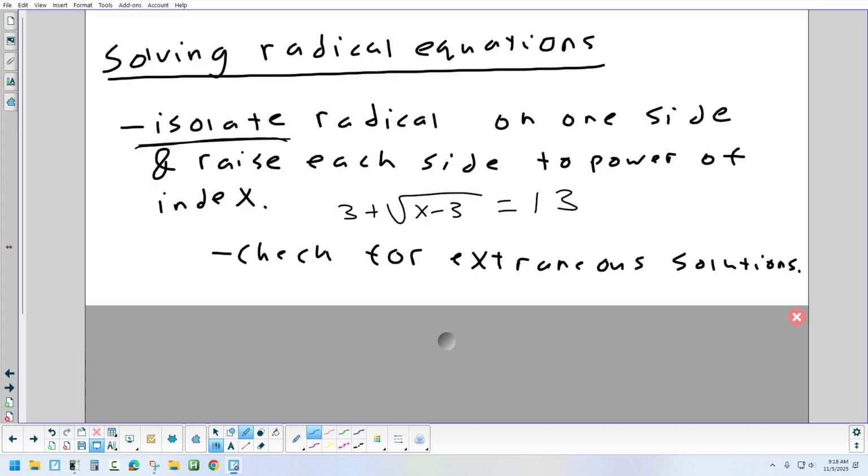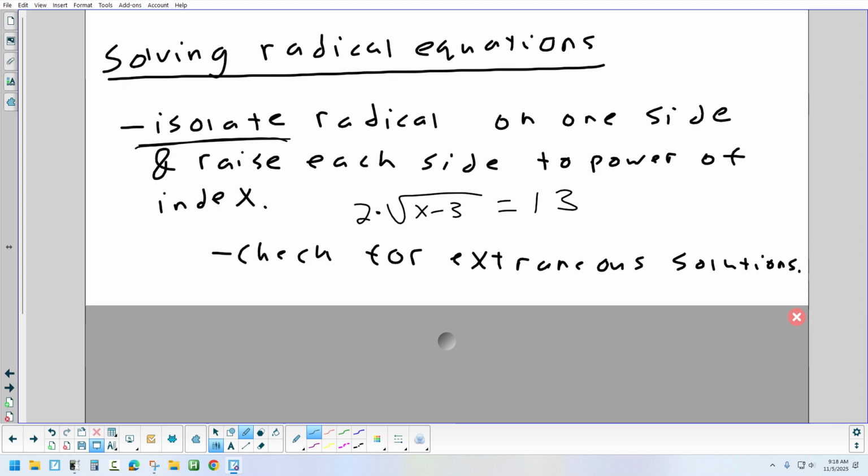If there was a 2 outside, like a times 2, like a vertical stretch? Yes. It'd still be not isolated. So you'd have to divide each side by 2 and then have the square root of x minus 3 equals 13 divided by 2 on the other side. Yep.